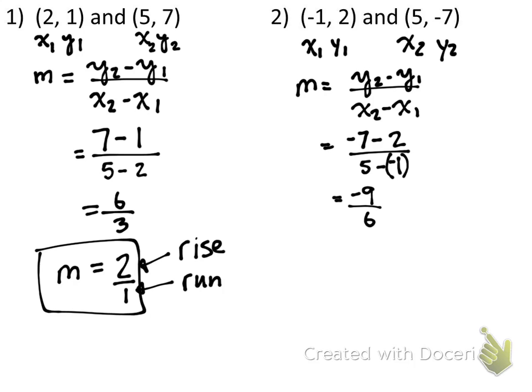In this example, we could simplify. We know 3 goes into each of these, so your answer is going to be negative 3 over 2. Okay? And that's our final slope. The negative 3 represents the rise, 2 represents the run. Okay? That's how we do slope. Any questions on how we find the slope?